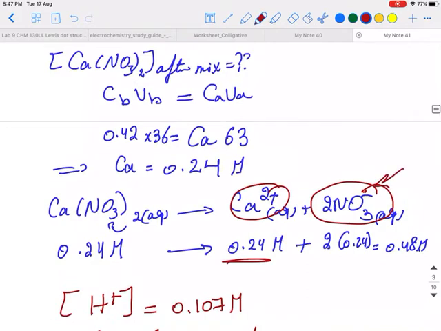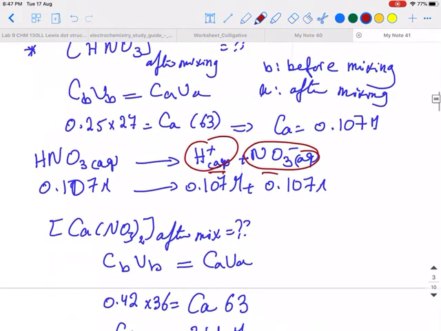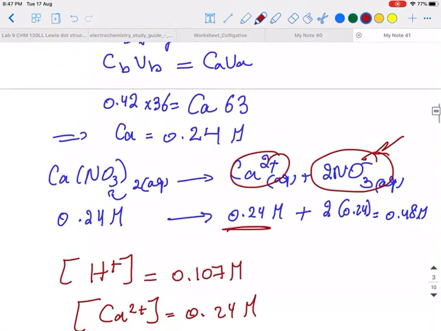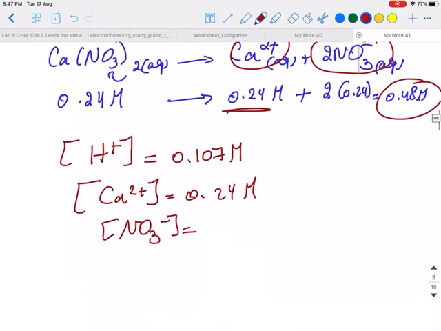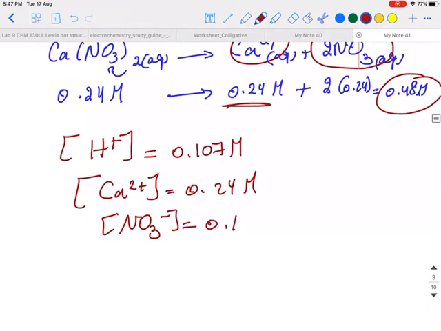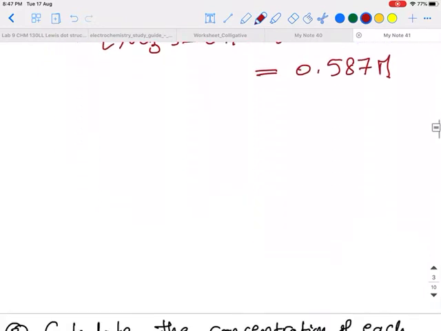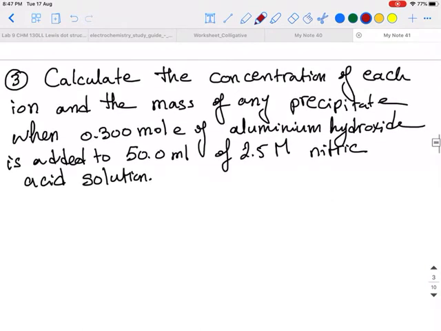Nitrate ion comes from two sources, from calcium nitrate as you see, and also from nitric acid. So we have just to add the values. So 0.107 plus 0.48, which is equal to 0.587 molar. And like this we found the concentrations after mixing.